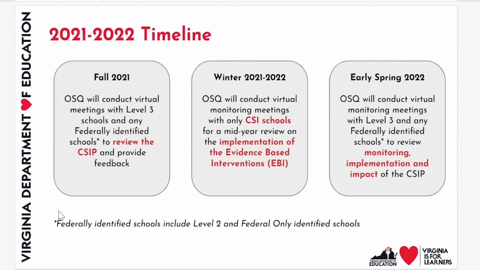Okay, and then that winter visit is just the CSI schools. And then spring, again, is all the level 3s in any federally identified schools. So everybody has 2 visits, right? A fall and a spring. The fall is the CSIP review. The spring is the monitoring and implementation and impact. And then those CSI schools get that extra winter one, focusing on their EBIs.